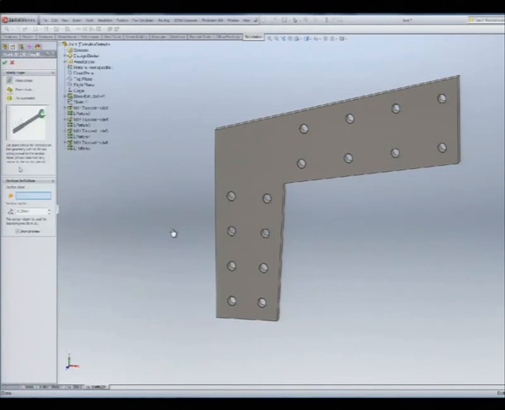So, in 2D simulation we have three options. The first one is plane stress. The second one is plane strain, and the third one is axisymmetric. The question here is, which of those three do I have to choose? Plane stress. Why? Because all the forces are acting on the plane of the plate.